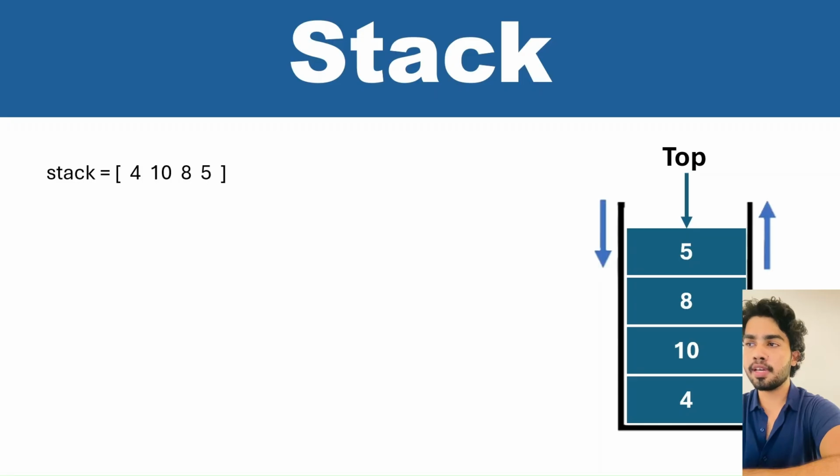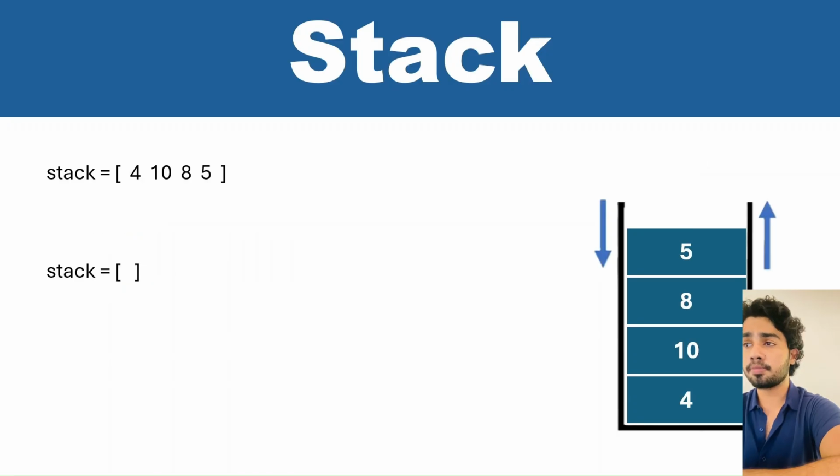As you can see, there is a stack which is already full of elements, and I call the peek operation like stack.peek with empty brackets, and it returns 5. So the peek operation is used to return the top value of the stack. I call the peek operation again, and you can see it returns 5.